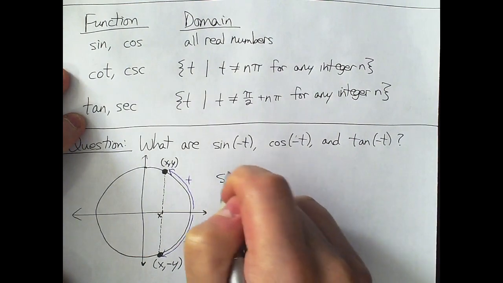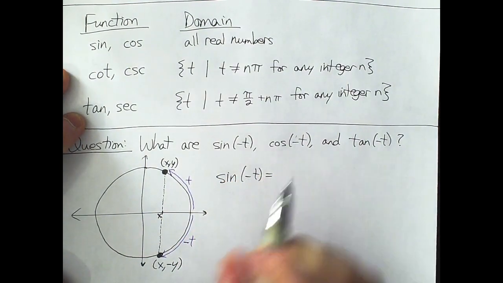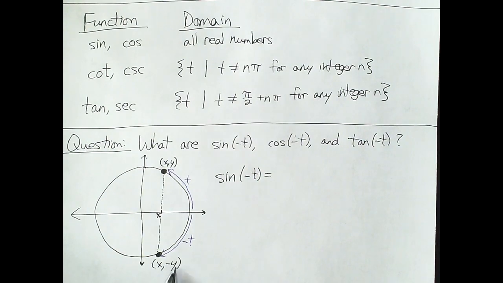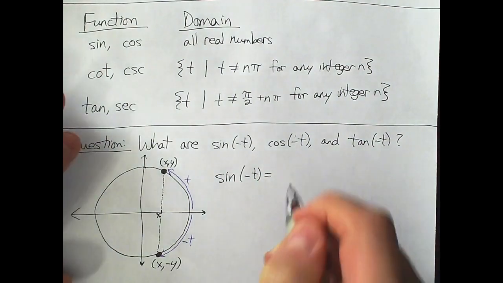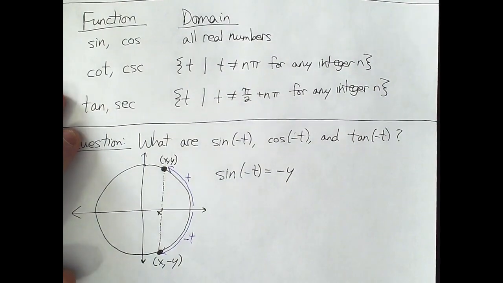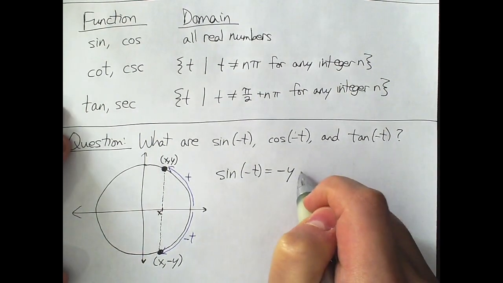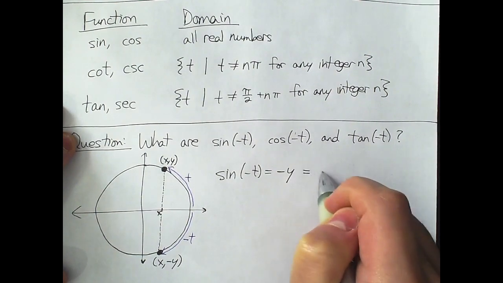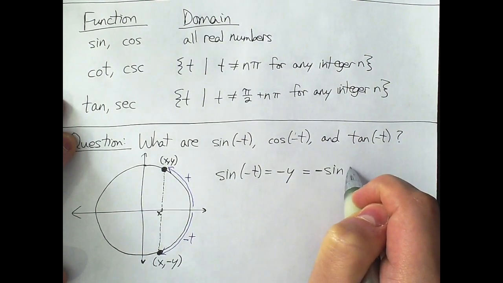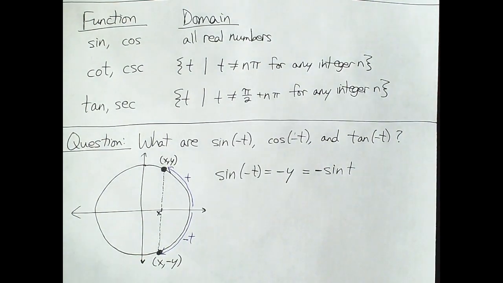So now let's see if we can answer these 3 questions. Sine of negative t would be the y coordinate of this terminal point down here, which is negative y. So do we just say that's the answer? Yeah, that kind of is the answer. But I want to show you something else. Not only could we say it's negative y, but we could say that it is negative sine of t. Check that out. And that might be something that's useful to know as a general rule, that sine of negative t is equal to negative sine of positive t.